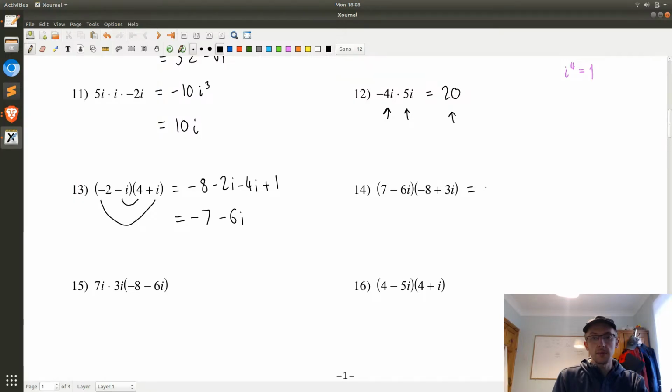Same story over here. And you can speed it up by recognizing that the F and the L in FOIL will form the real part, and the O and the I will form the imaginary part. So, negative 56 plus 18 is negative 38, and that's the real part. 21, add 48, which is 69. So 69i is the imaginary part.